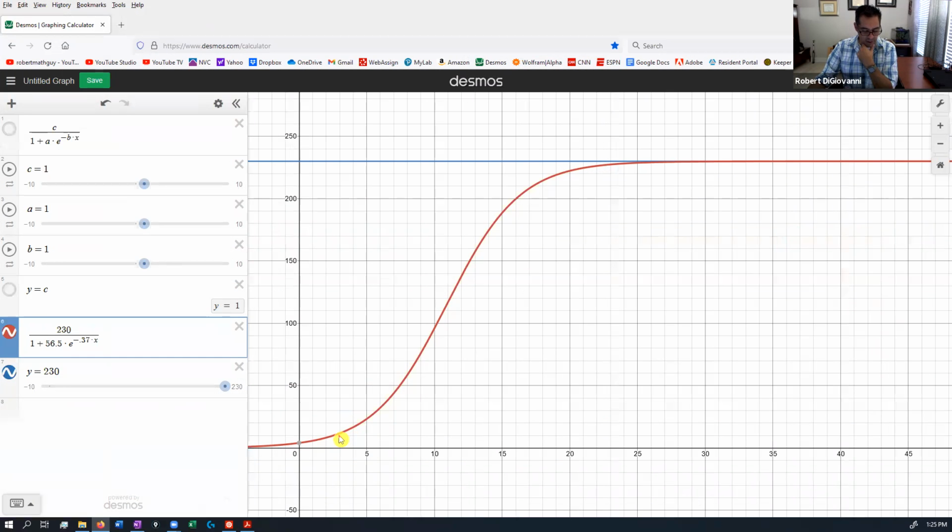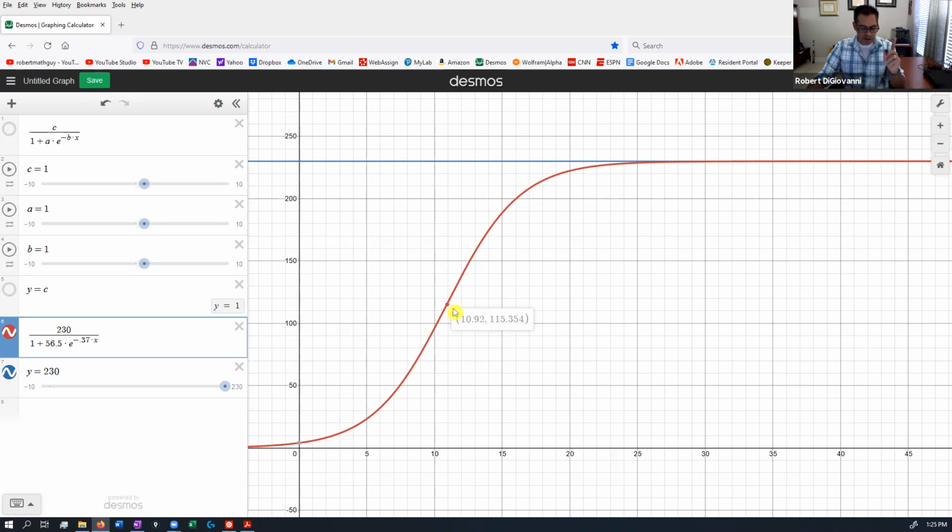So I can actually do it here. All we're doing is looking at the y value of that point, and we're trying to see where it's 115. Right around, say somewhere in here, right about there. Looks like about 10.9, about 10 or 11 days, right? 10 or 11 days is what it would take to reach half of its carrying capacity.